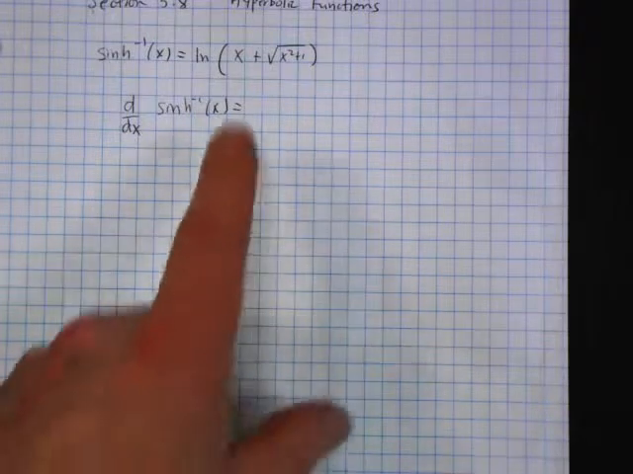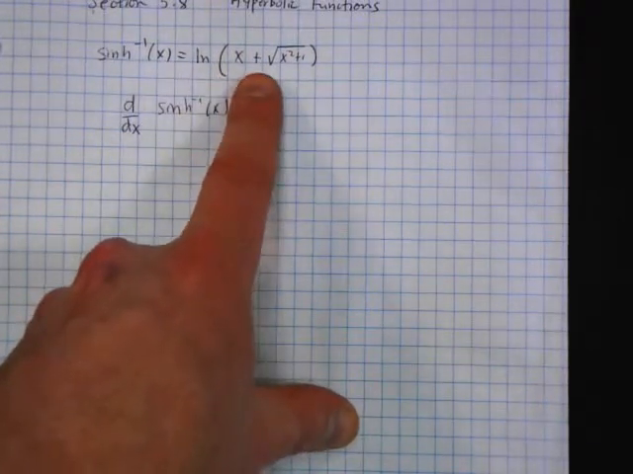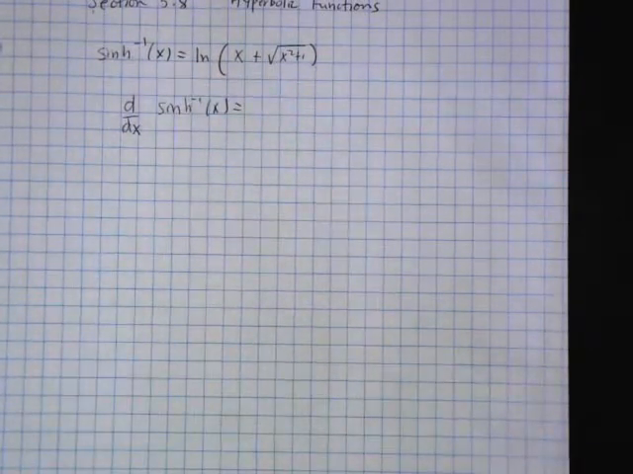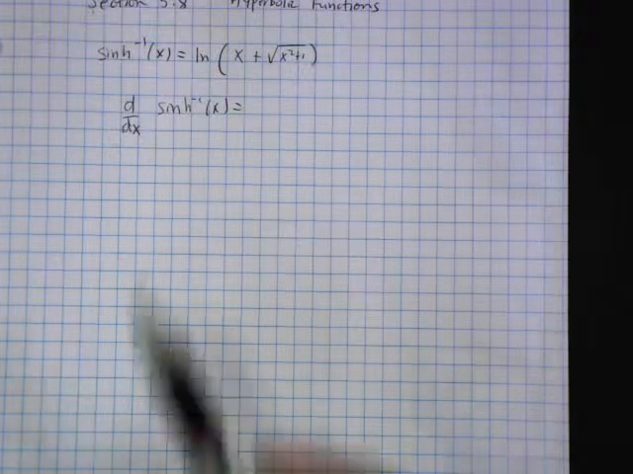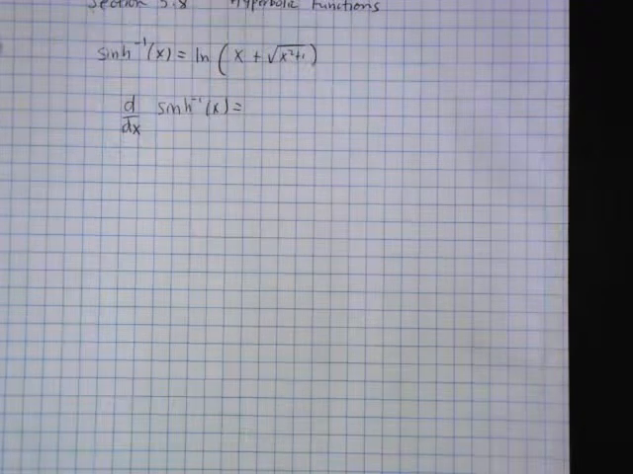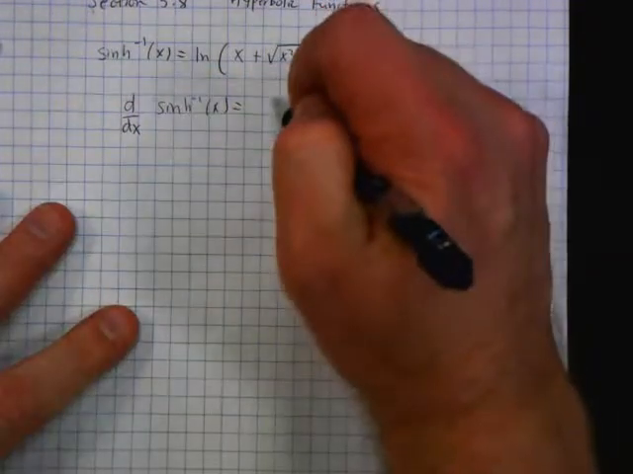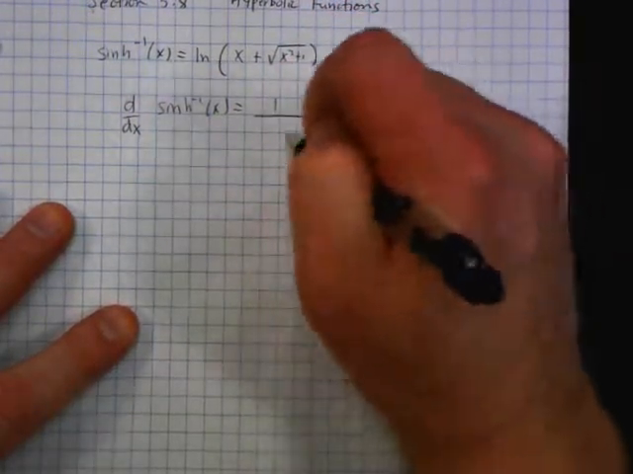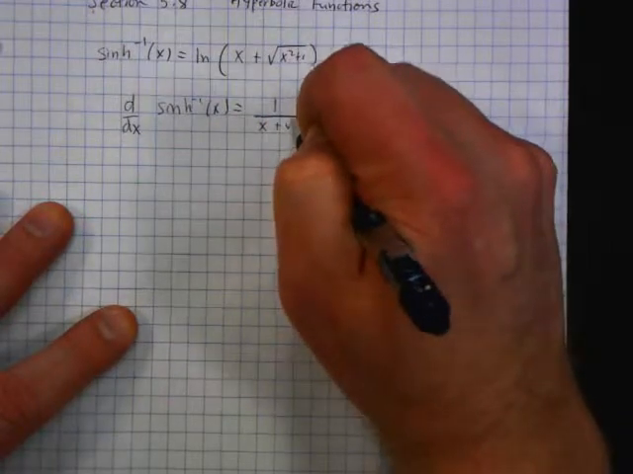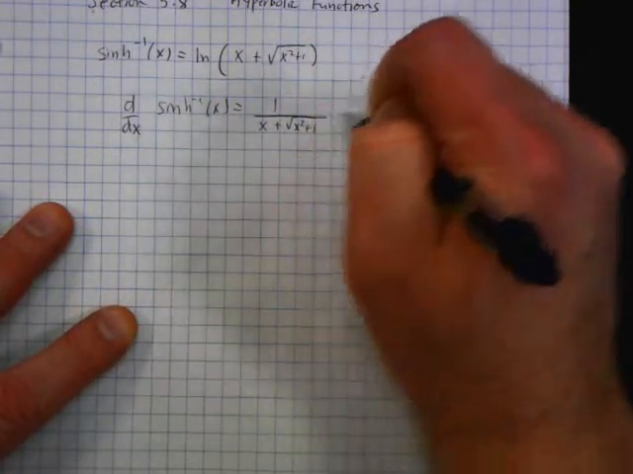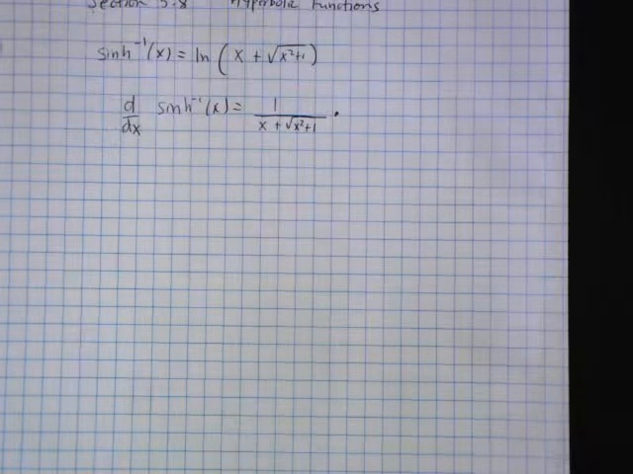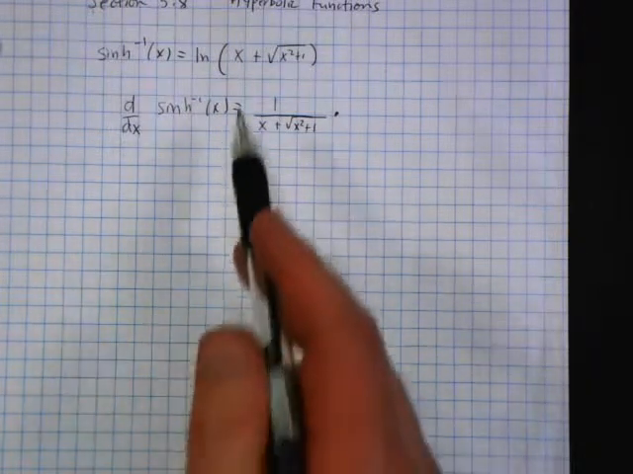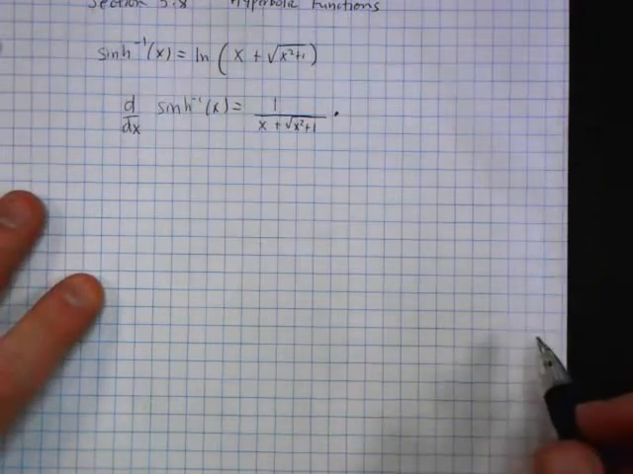How do you take the derivative of ln of x plus the square root of x squared plus 1? How do you take the derivative of ln of something? 1 over the something. And then we have to use the chain rule, and we have to multiply by the derivative of it. So what's the derivative of x plus the square root of 1 plus x squared?